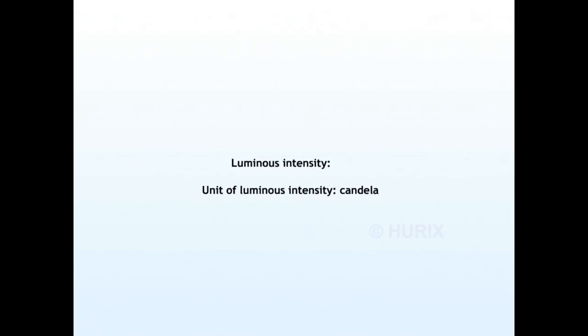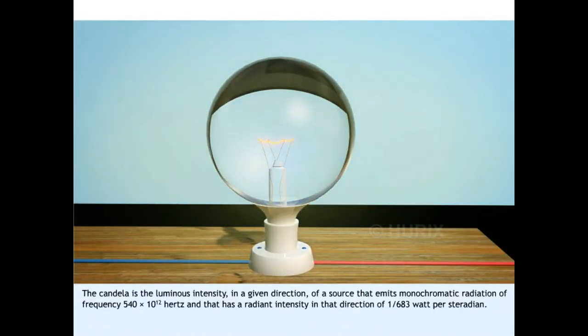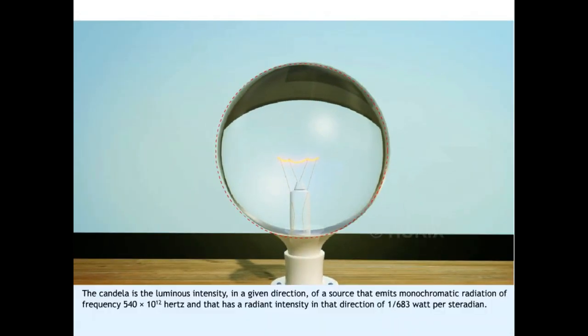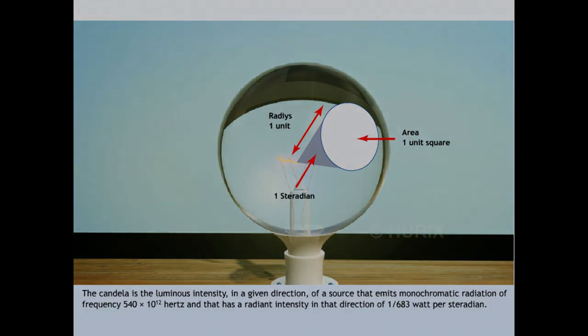Seventh quantity is luminous intensity. Unit of luminous intensity is candela. The candela is the luminous intensity in a given direction of a source that emits monochromatic radiation of frequency 540 × 10¹² Hz, and that has a radiant intensity in that direction of 1 by 683 watt per steradian.